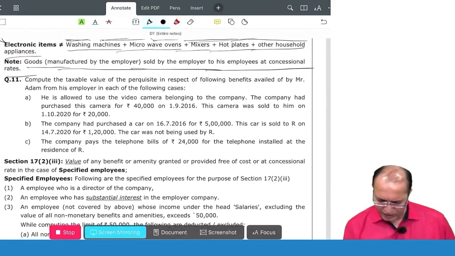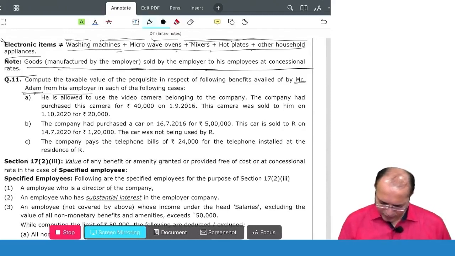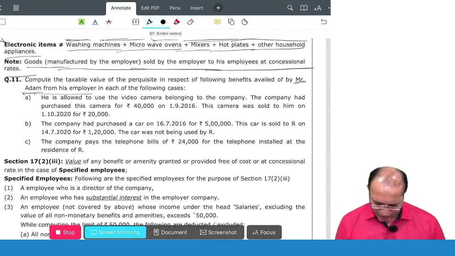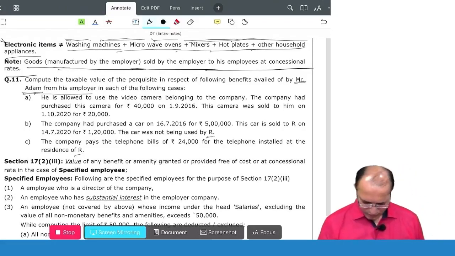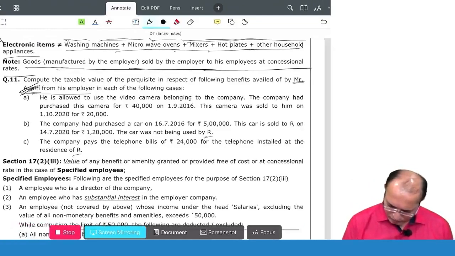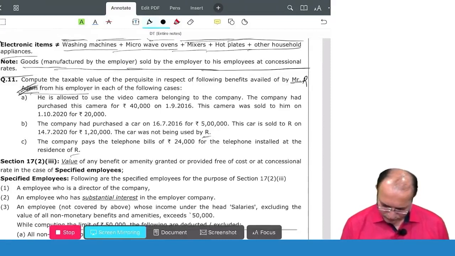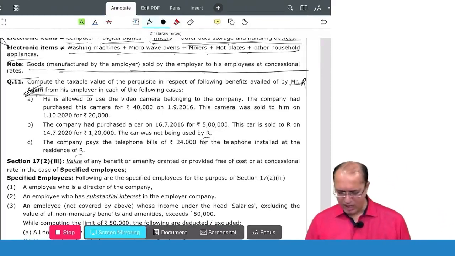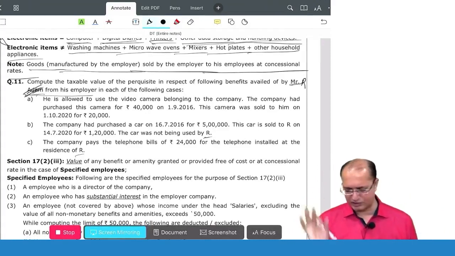Question says compute the taxable value of perquisite in respect of the following benefits availed by Mr. Adam from his employer. When you move on to points A, B and C, instead of Adam, the name of the employee is changed to R. So in the first line, you cancel the name Adam and replace it by R. Now you read the question and give me the perquisite value for point A, point B, point C.